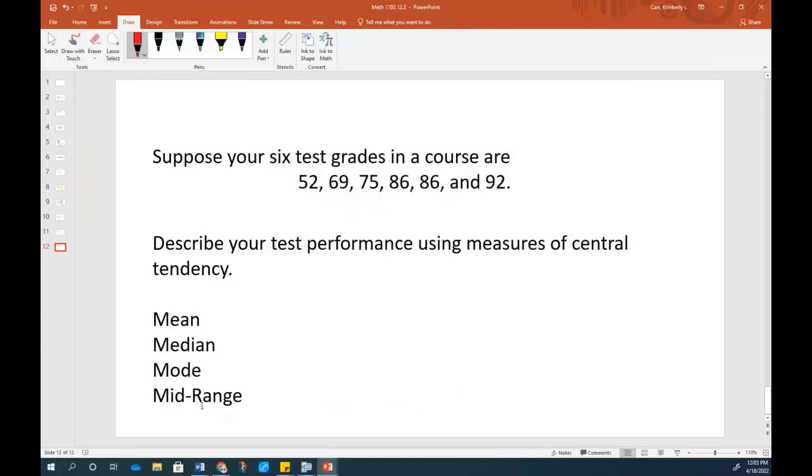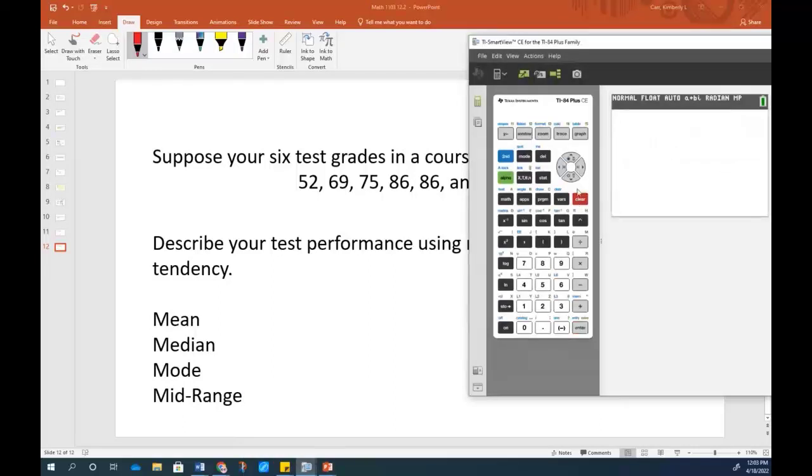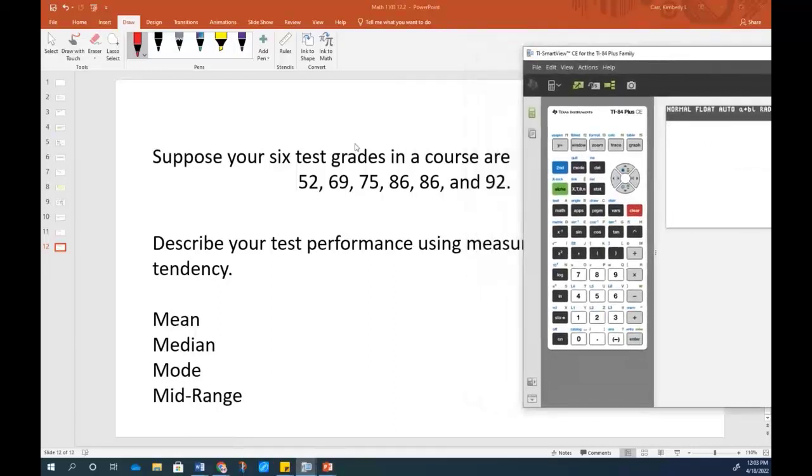This is what we've looked at in this section: mean, median, mode, and mid-range. Mean, median, mode, and mid-range are all measures of central tendency. So if you have these values for 6 test grades and you want to find the mean, median, mode, and mid-range, let's get our calculator back up. The mean occurs when you add them all and divide by how many there are. So I know there are 6 test grades, so let's add them.